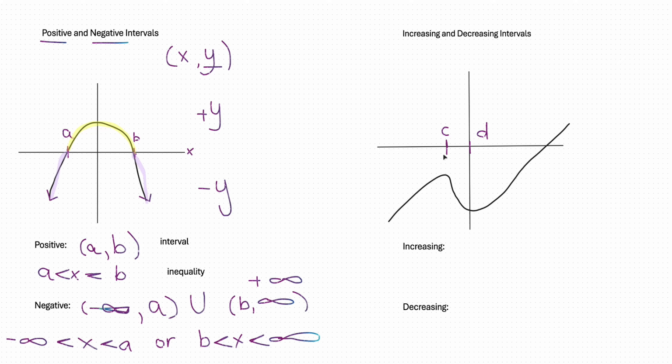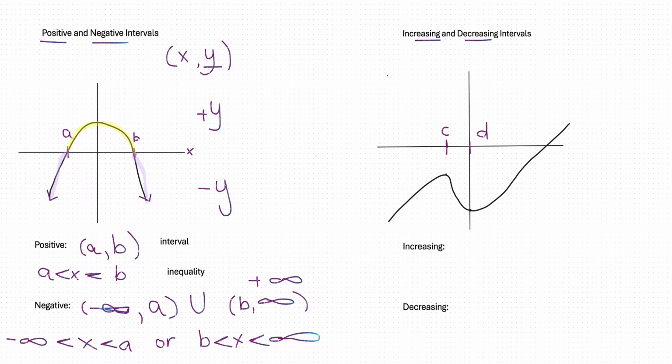Okay, now let's focus on increasing and decreasing intervals on a parent function. So here we have a graph and we have our x values c and d. As you can see here, this c value is at this point and this d value is at this point.